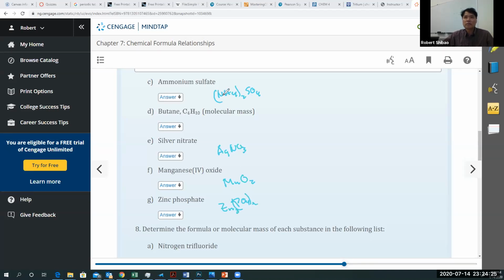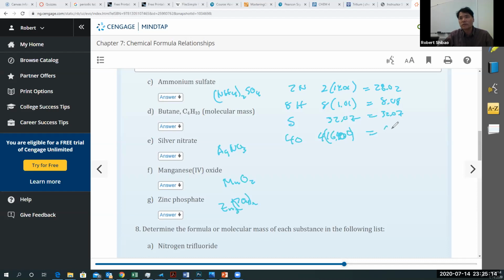And so here, this means 2 nitrogens at 14.01 times 2. Actually, let's just do this. We need practice doing this. So 2 nitrogens is 2 times 14.01, which is going to give us 28.02. And then we have 8 hydrogens. 8 times 1.01 is 8.08. And then we have 1 sulfur, which is 32.07. And then 4 oxygens. Oxygen 16, so 4 of those would be 64. Actually, I should do 4 times 16.00. 4 times 16.00 is 64.00.